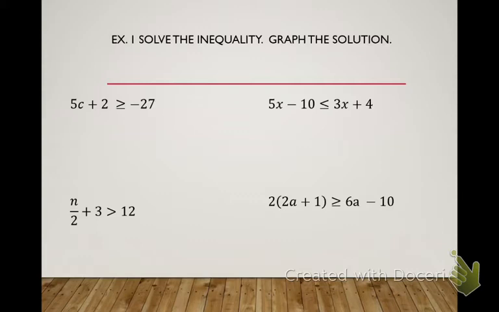Okay? All right, so we're going to do these 4 sample problems. To solve the inequality, and then we're going to graph the solution. 5c plus 2 is greater than or equal to negative 27. So the first thing I want you to do is change that 2 to a 3. It's going to make it a lot friendlier to solve it. Okay, so it's not a 2. It's going to be a 3. Hold on. That's better. 5c plus 3 is greater than or equal to negative 27.